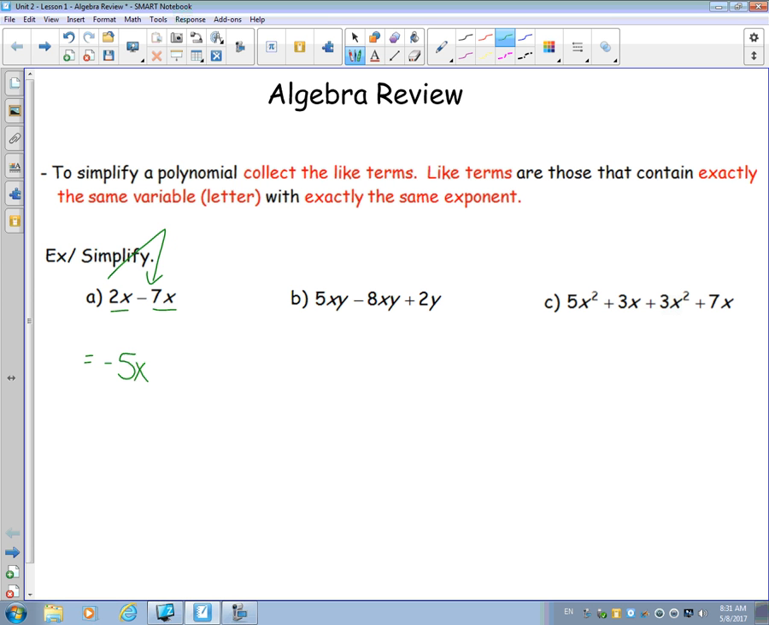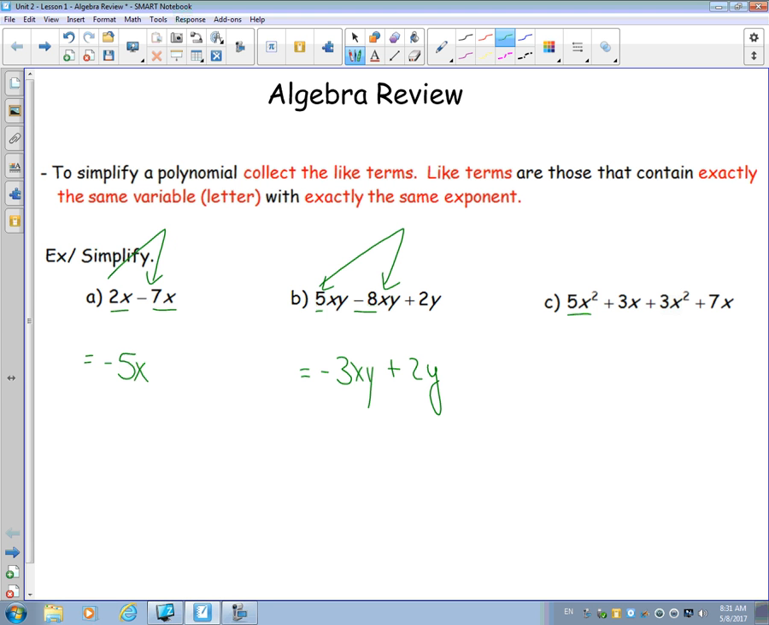Notice that only the number changed. The letter never changes when you add things together. We kind of did this when we did solving similar triangles. We had to cross multiply and solve, but just some reminders. Look at the second example. These two are the same. They both have x and y in them. So if I take 5 and I subtract 8, I get negative 3xy. And the 2y just stays at the end by itself. It's not like, because it doesn't have the letter x.